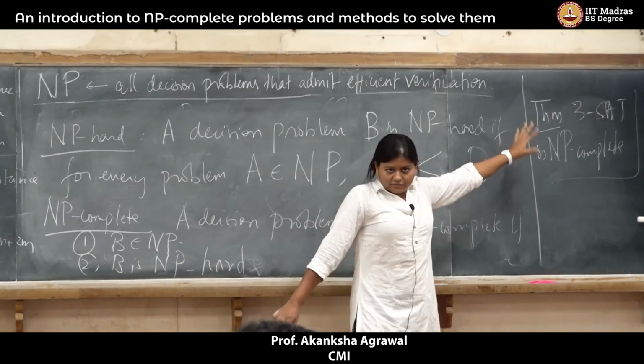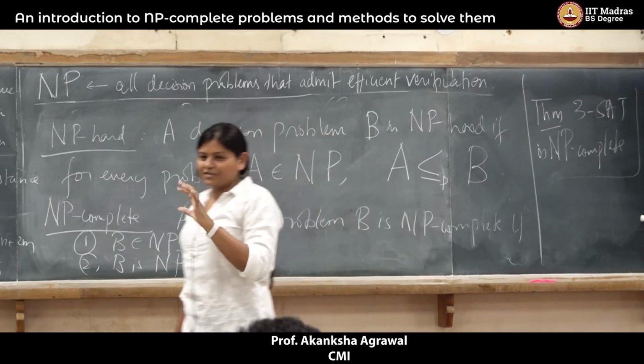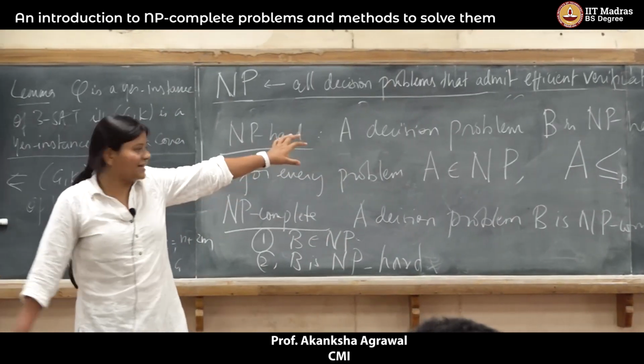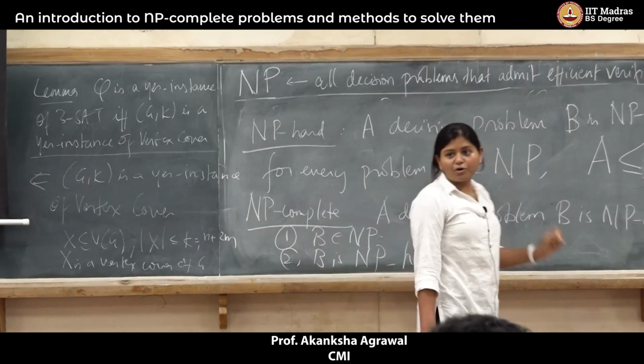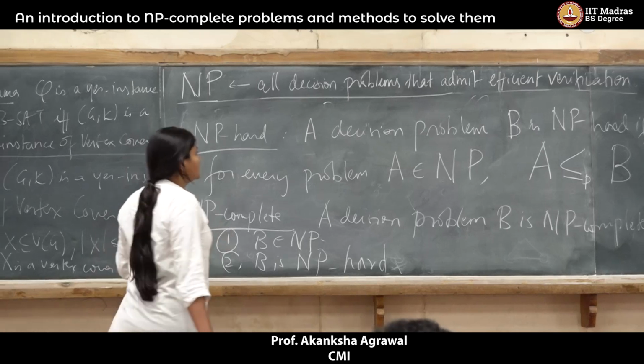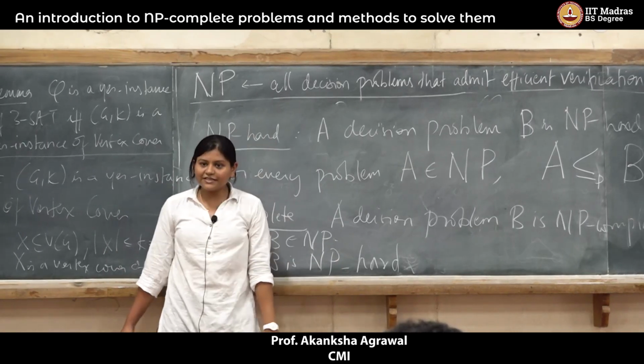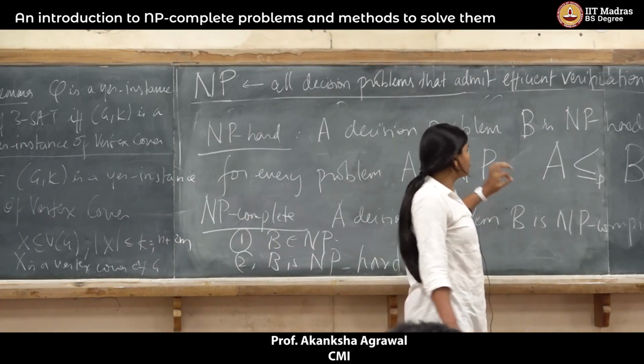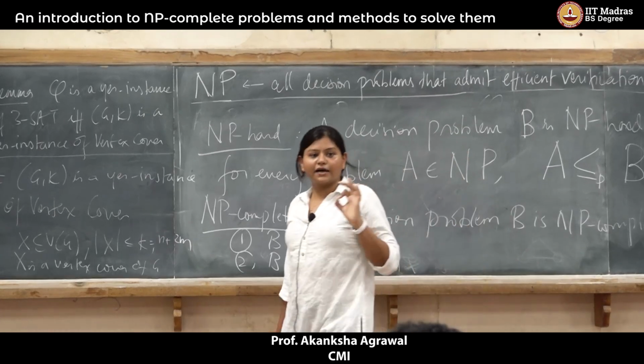So this is Cook's adaptation of the Cook-Levin theorem, which says that 3-SAT is an NP complete problem, which is among the hardest problems in the class NP, which means that if you have a polynomial time algorithm for 3-SAT, then you have a polynomial time algorithm for every problem in the class NP.